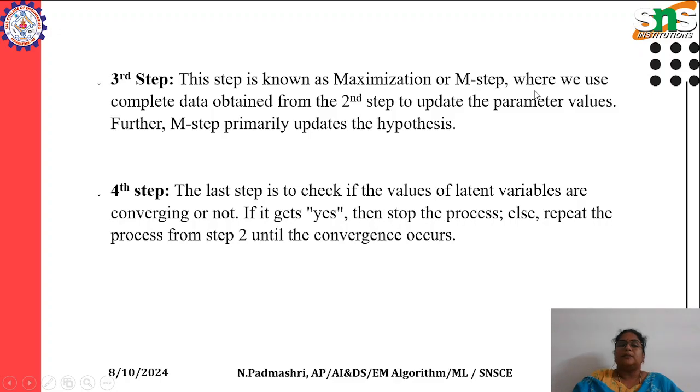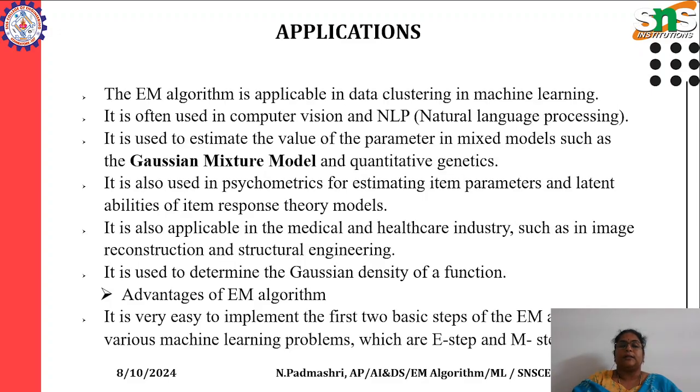The third step is the maximization step, the M step. We use the complete data obtained from the second step and update the parameter values. It updates the hypothesis. Simply, the M step does the updation of the parameter values. Then the next step, as I said, checks whether the values have converged or not. If yes, stop the process; if no, repeat the process until you get converged values. So this is the EM algorithm in flowchart steps.